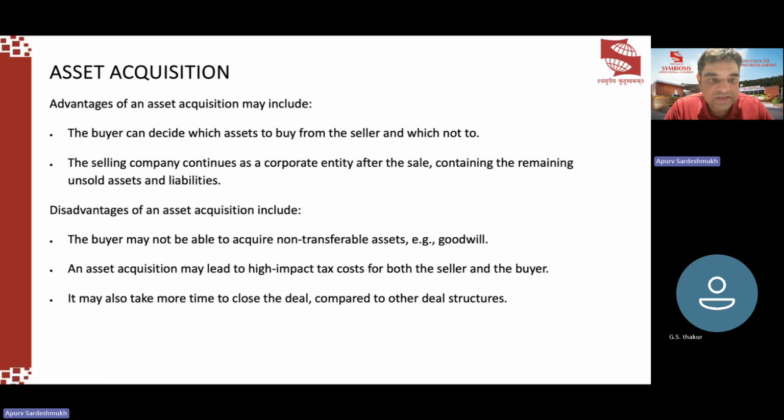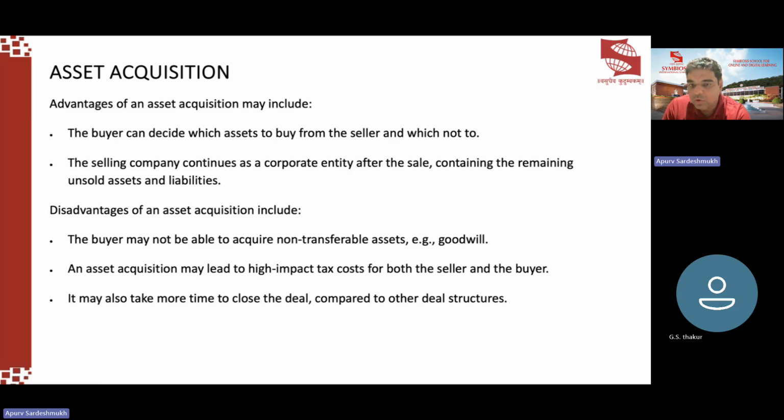The other advantage is that the selling company continues as a corporate entity. Let's say there's a company ABC and a company XYZ. In a corporate acquisition, ABC acquires all the shares, so XYZ loses its characteristics and ABC becomes the owner. But in an asset acquisition, ABC will acquire only certain assets from XYZ, and because of that, the corporate existence of XYZ will continue.